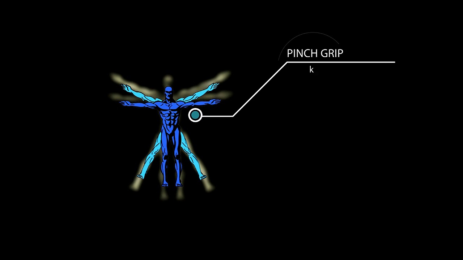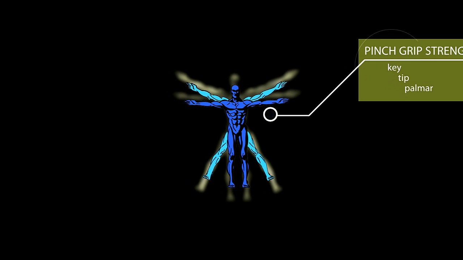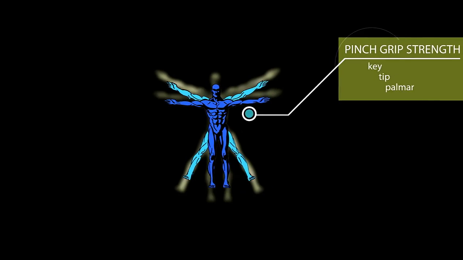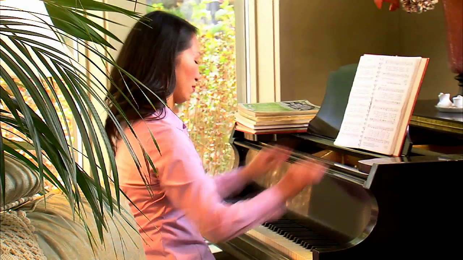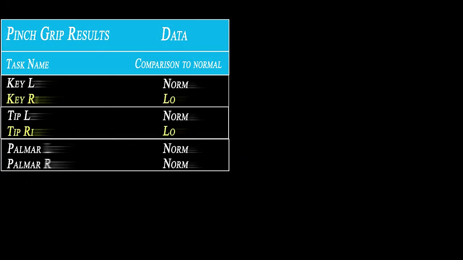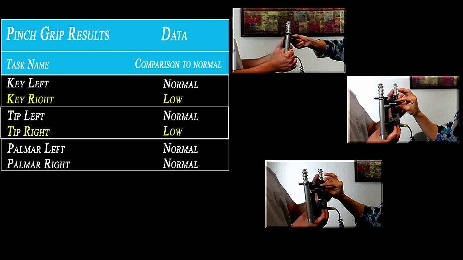The 3 different types of pinch grip testing, key, tip, and palmar grip, are essential to establishing the dexterity of the hand. This dexterity is associated with activities ranging from holding a pencil to playing a piano. In our patient Emma, we noticed she had weaknesses in key and tip grip, but not in palmar grip.